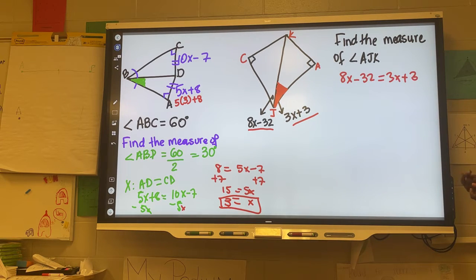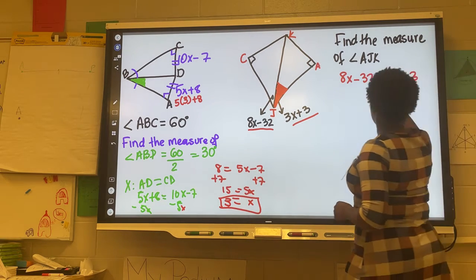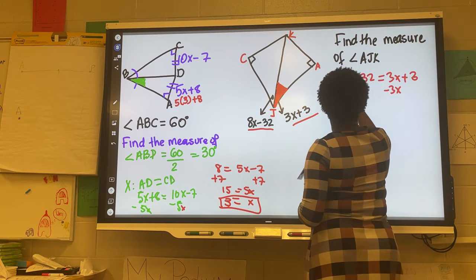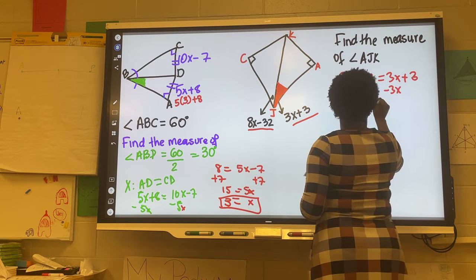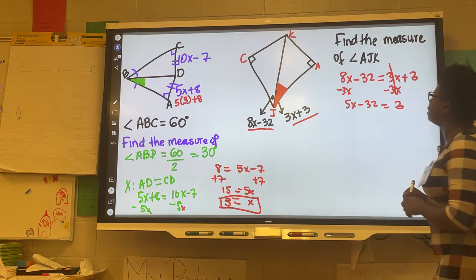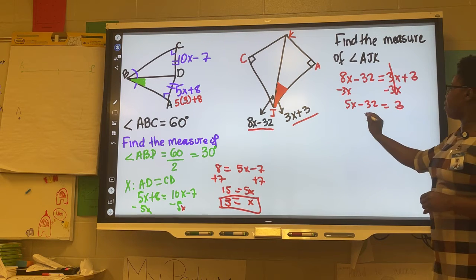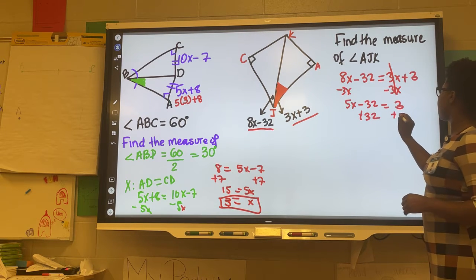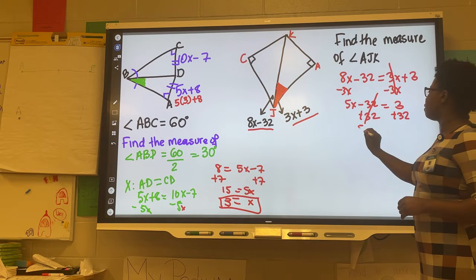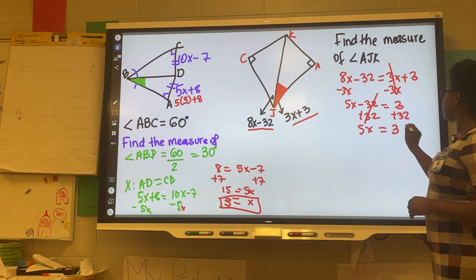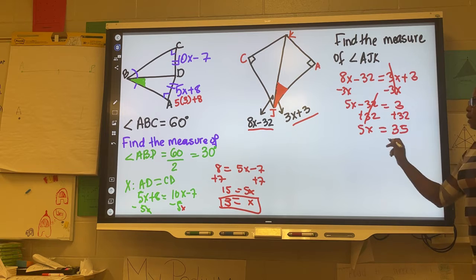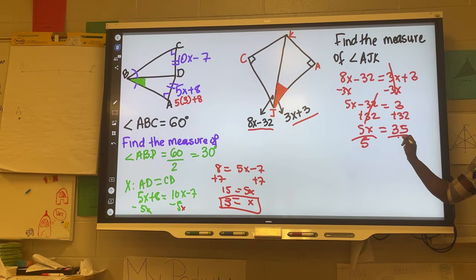Alright, so from here, all we have to do is to solve for x. So we're going to subtract 3x from both sides. So 5x minus 32 is equal to 3. That cancels. Then we're going to add 32 to both sides. That cancels. So 5x is equal to 35. And from here, we're going to be dividing by 5 on both sides.